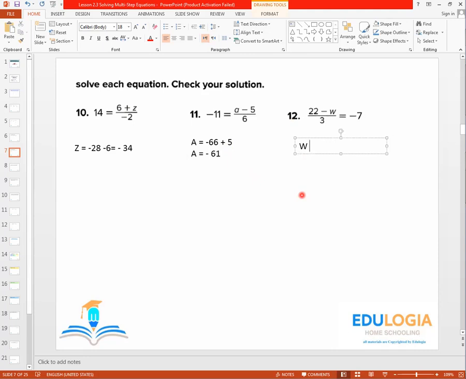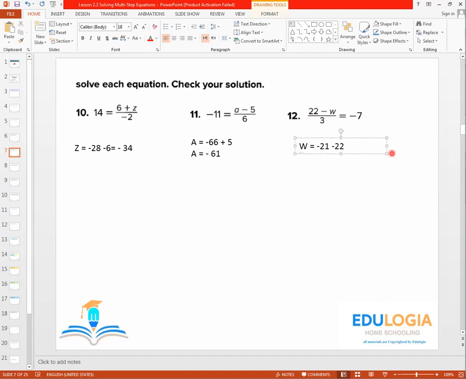Once more, here we have it. We need value of W. Start with negative 7 and 3. Negative 7 times 3 is negative 21. Transferring 22 to the right-hand side, you will get negative 22. But something is very important here.